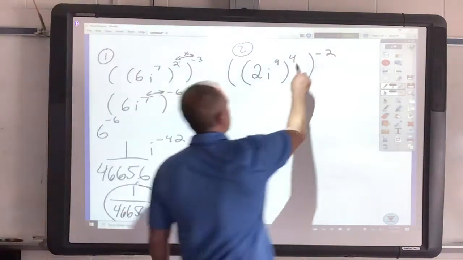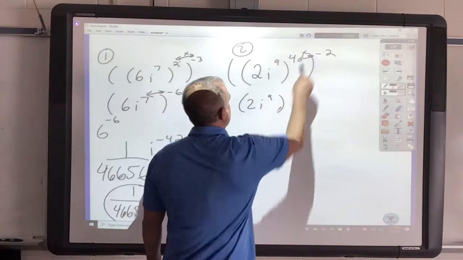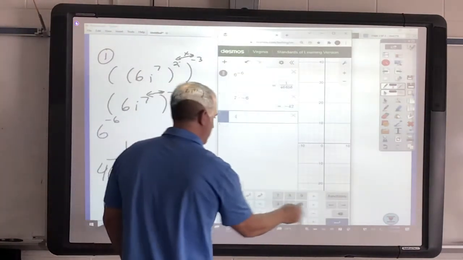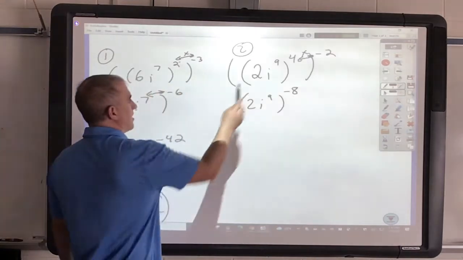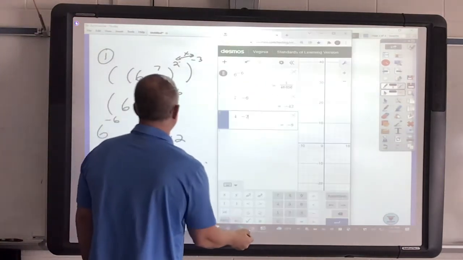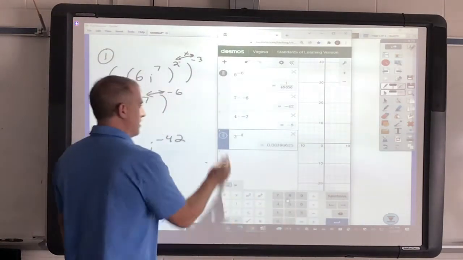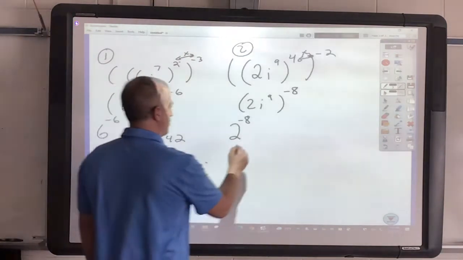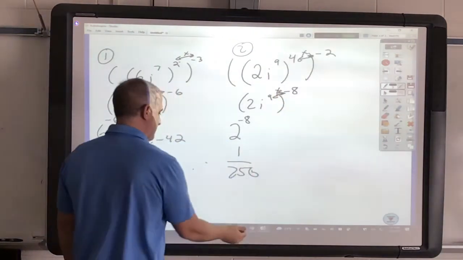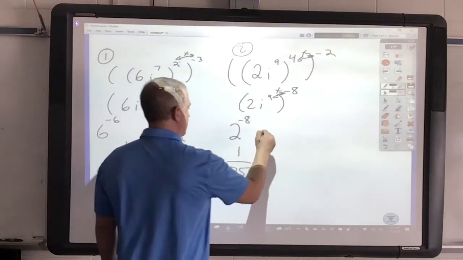So what you want to do here first is just go ahead and multiply those. So it's going to be 2i to the 9th raised to the negative 8. So 4 times negative 2, that's how I got negative 8. Now this is power rule, so 2 exponent negative 8. Use the fraction button, that's 1 over 256. And multiply those two, 9 times negative 8. That's going to be negative 72.